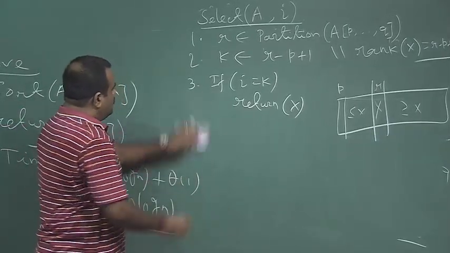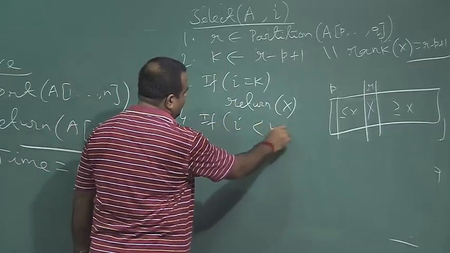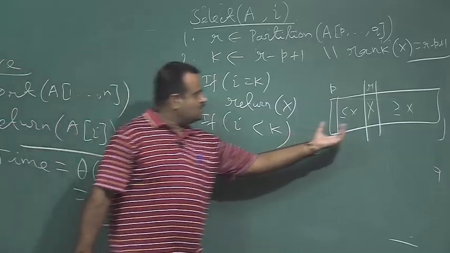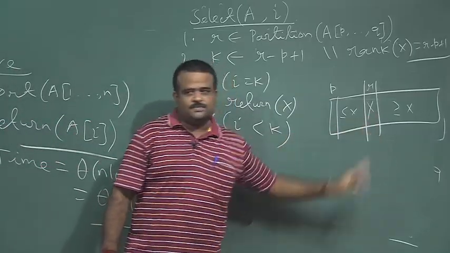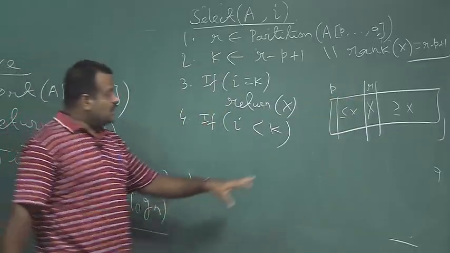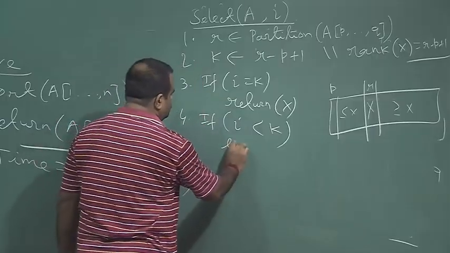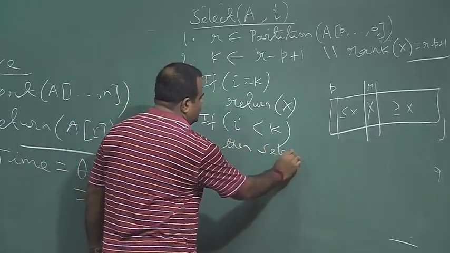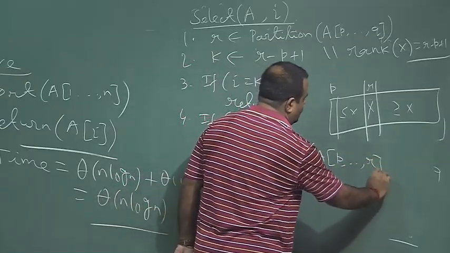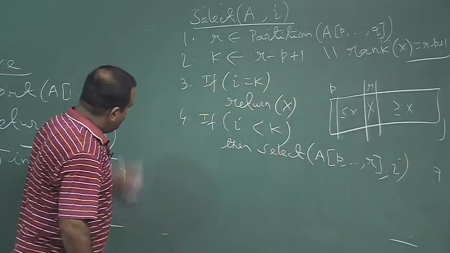Else, if i is less than k, that means we are looking for a smaller element whose rank is less than the rank of this pivot element. So, that element must be here. So, that is the divide step. Now we have to look for that element in this subarray. So, then we call select A, p comma r, comma i.